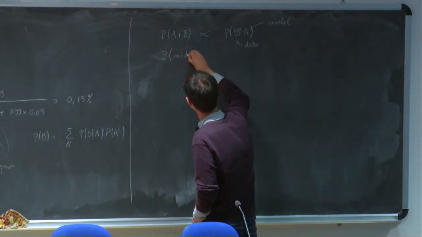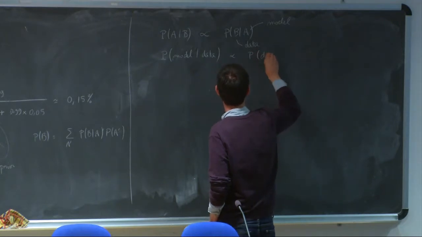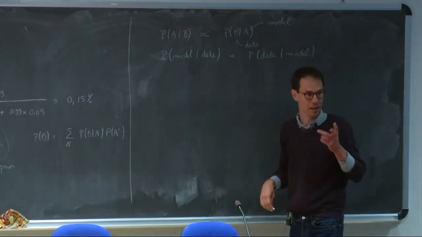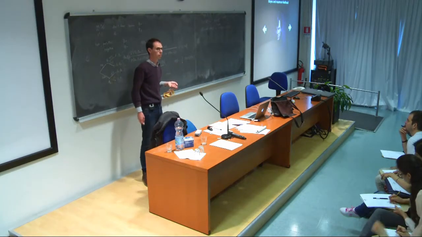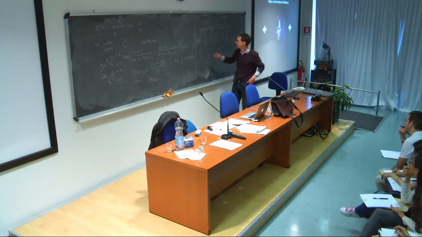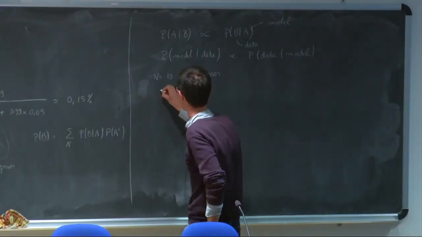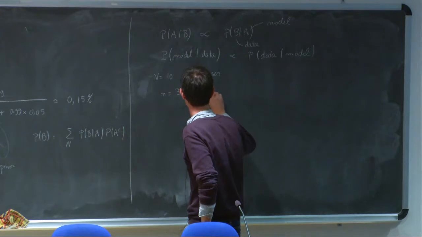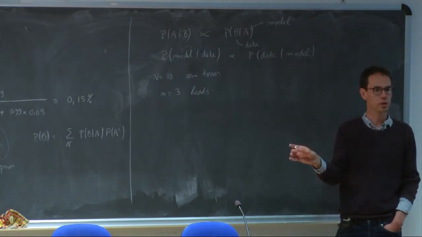You write that the probability of your model, given the data, is just proportional to the likelihood that the data was generated by the model. And let me give you a very concrete example of this. So imagine you have a coin, and imagine it's a biased coin. So you do 10 coin tosses, let's say, and you get 3 heads. And you don't know anything about the bias of the coin.